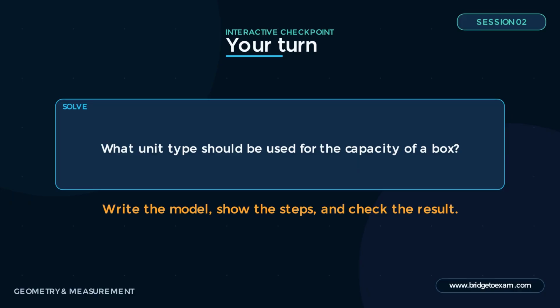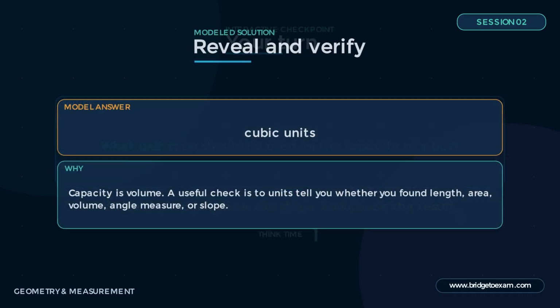Now it is your turn. What unit type should be used for the capacity of a box? Write a formula or relationship before calculating, then use the next 6 seconds to finish your reasoning. The model answer is cubic units.